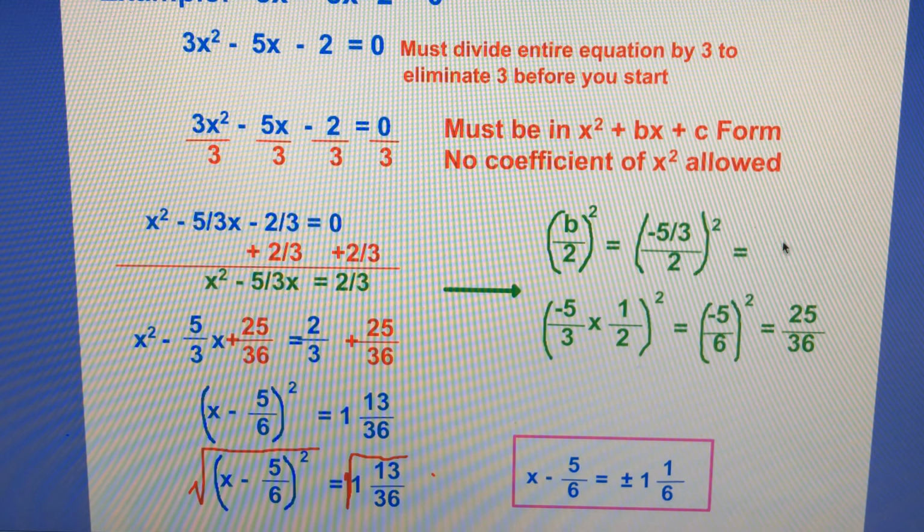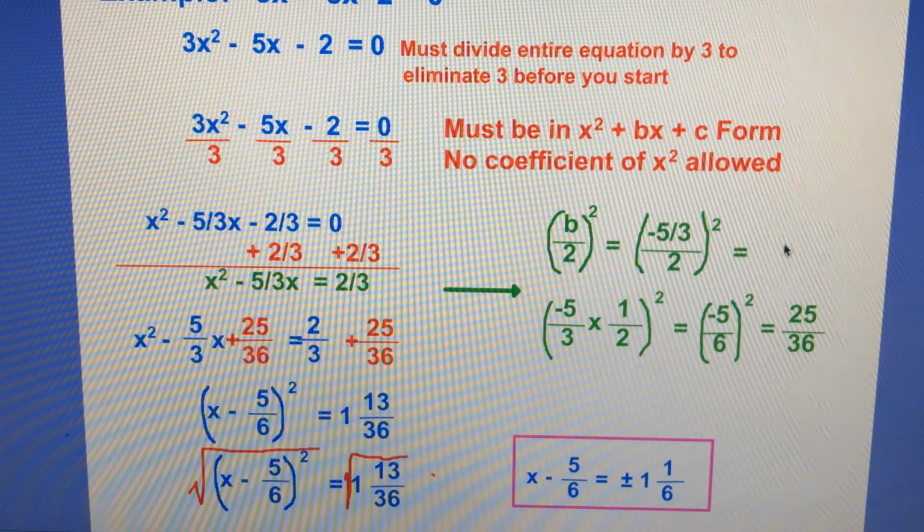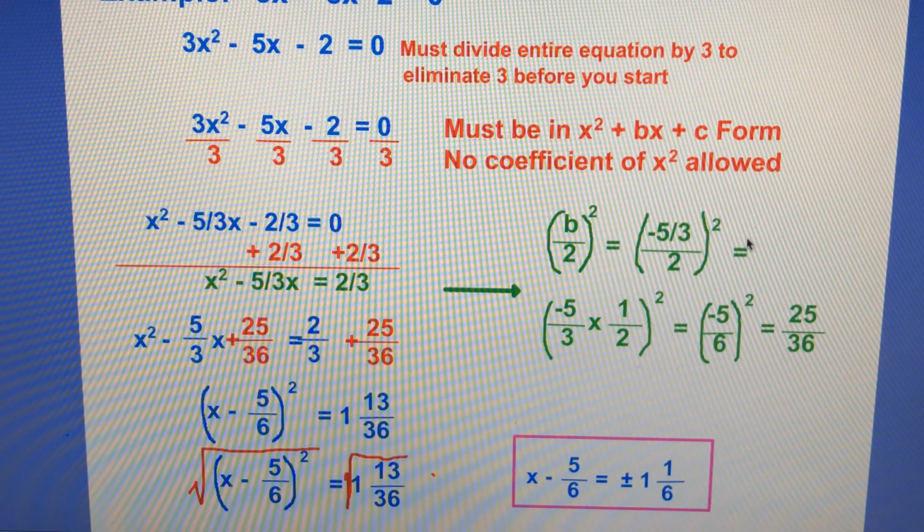This is algebra. Algebra is difficult, but fun. So have fun with it. Play with the numbers, move them around. See if you can do this one by yourself. Go back and start from the beginning and see if you can solve this.